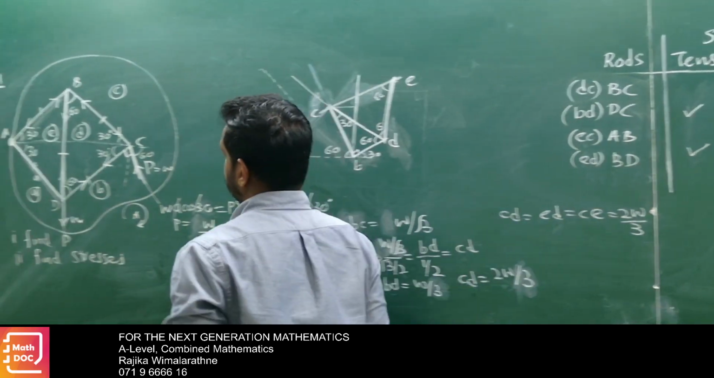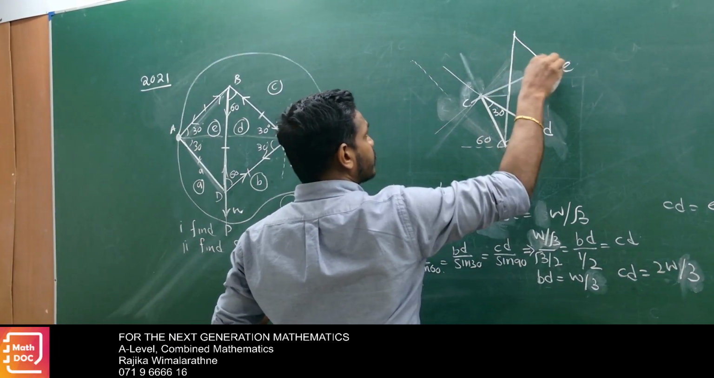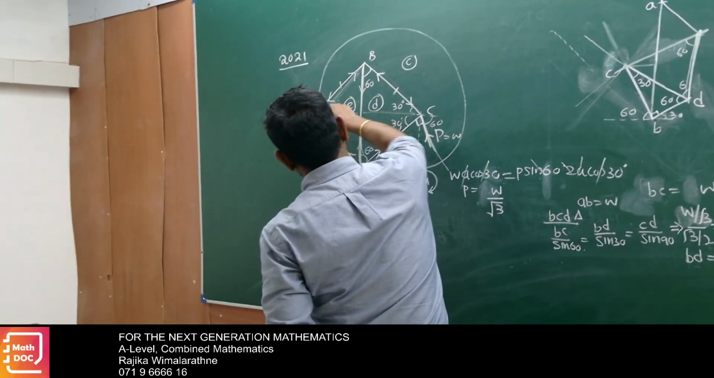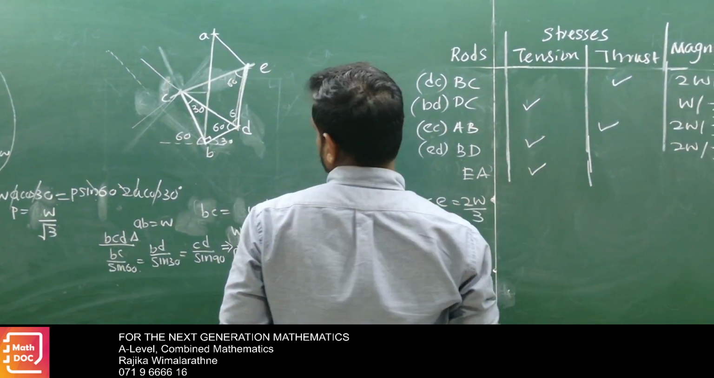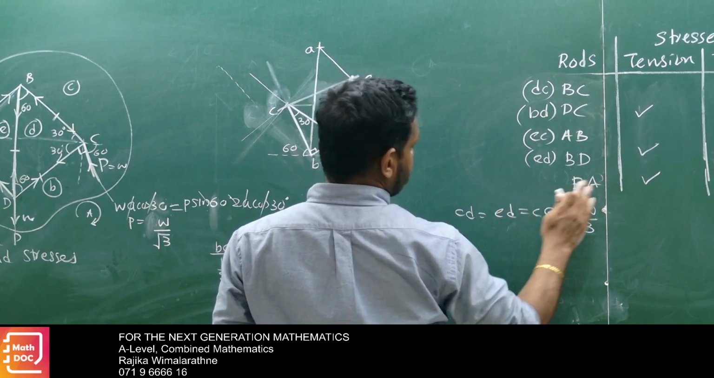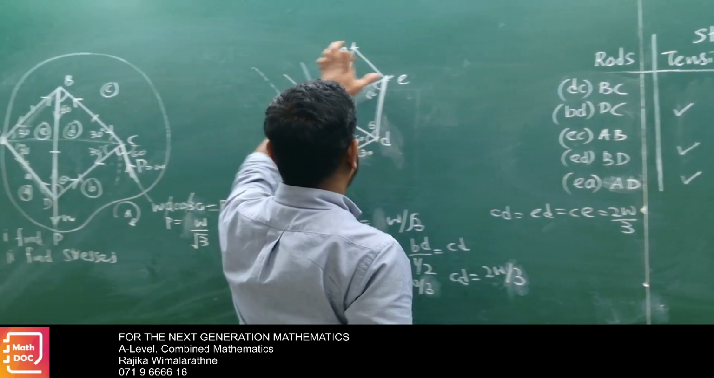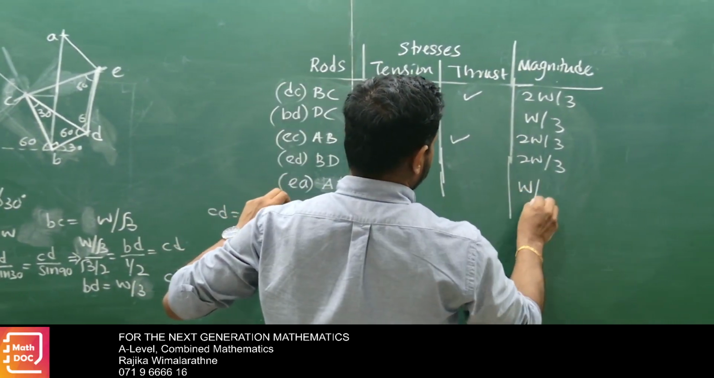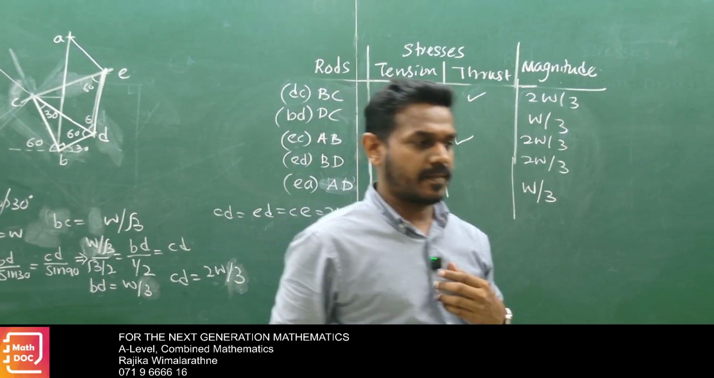Okay, then you go to this vertex, A. EA tension. Sorry, AD, no? Then AE and BD are the same, W over 3. W over 3. Okay, complete that. That is 2021.